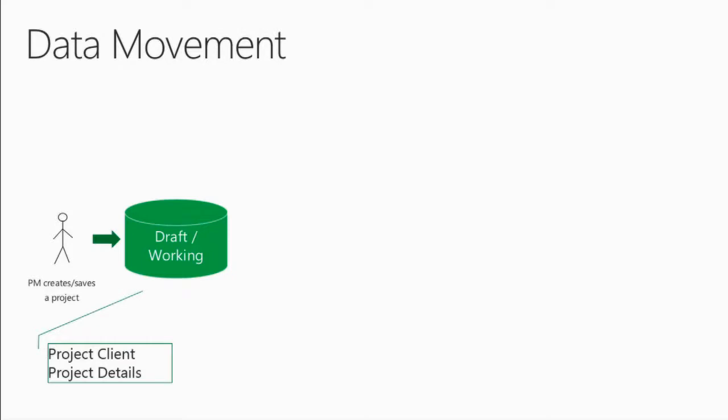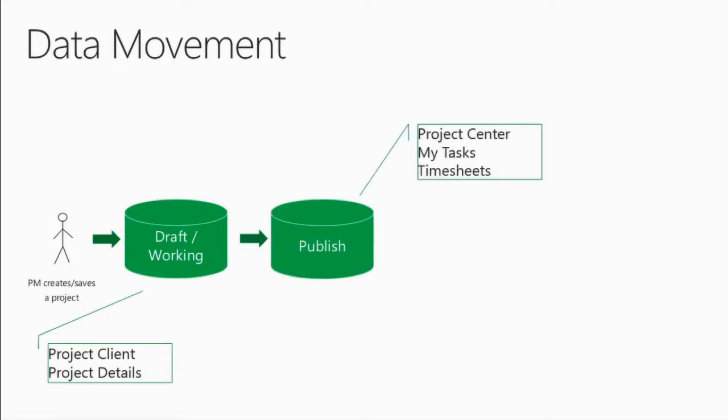Once they're ready to share it with the rest of the world, that's when they go in and hit publish. What happens at the data layer is that a project publish job gets put on the queue on the application tier, and that job gets copied to the published database, or the published schema. At that point, that data becomes available in Project Center, so all the roll-ups get updated. My tasks and team members start to see their tasks appear. Availability and capacity change in Resource Center for those resources, because it's now been shared with the world.